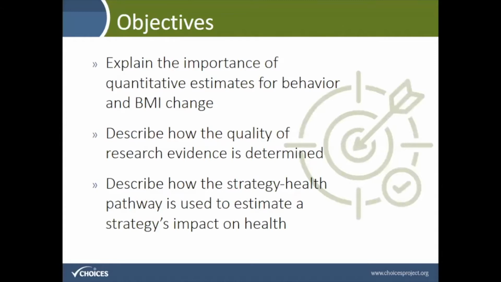For this session on assessing the impact of strategies for the Choices model, we have the following three objectives. First, by the end of this, you should be able to explain the importance of quantitative estimates for behavior and BMI change, to describe how the quality of research evidence is determined by the Choices team, and to describe how we use the strategy to health pathway to estimate a strategy's impact on population health.